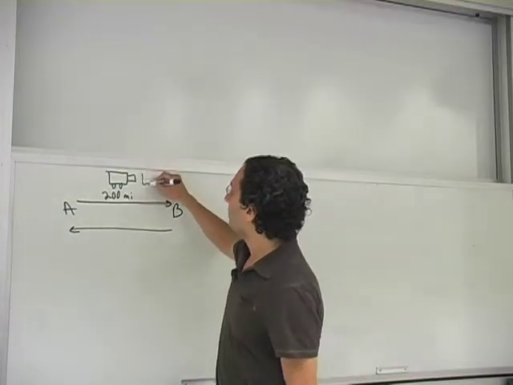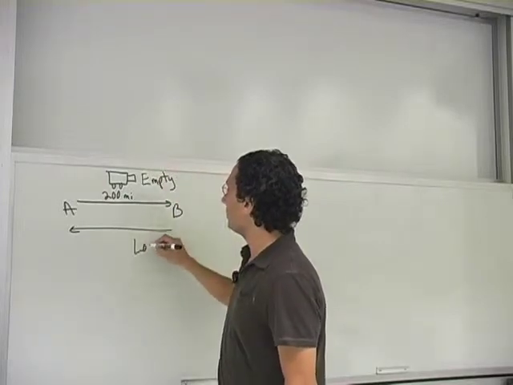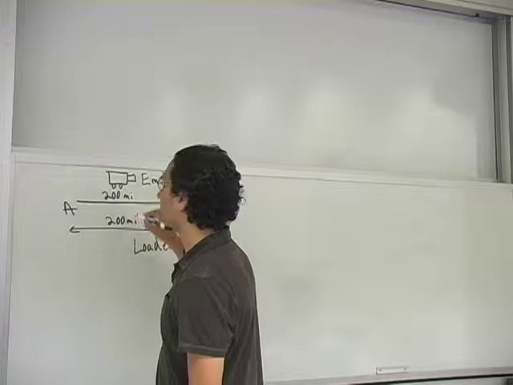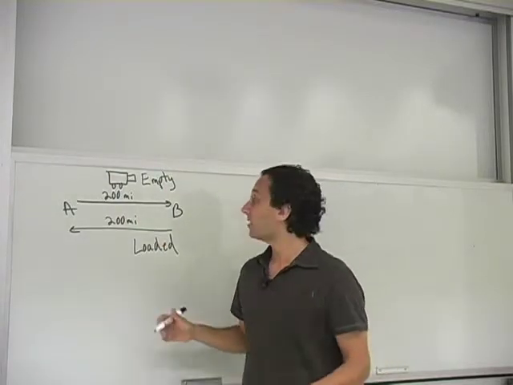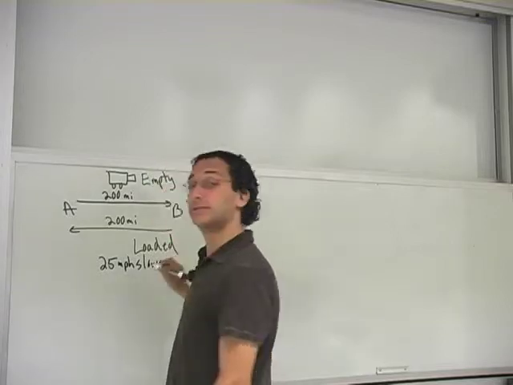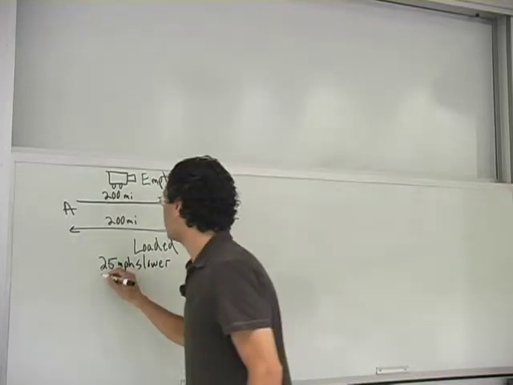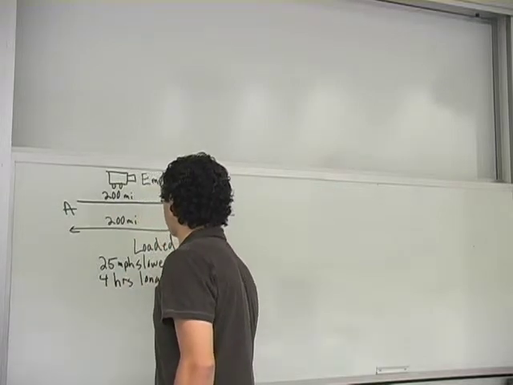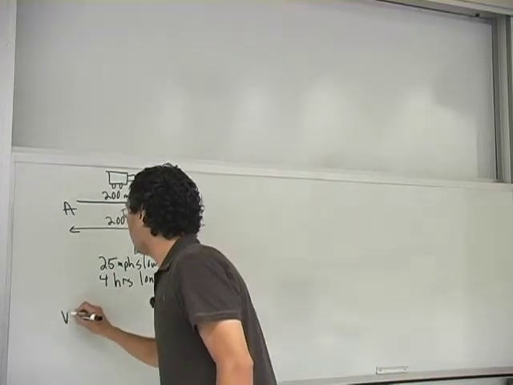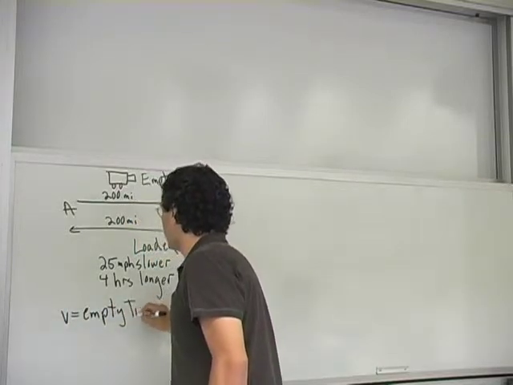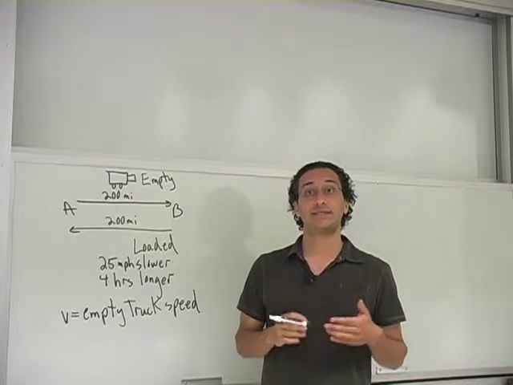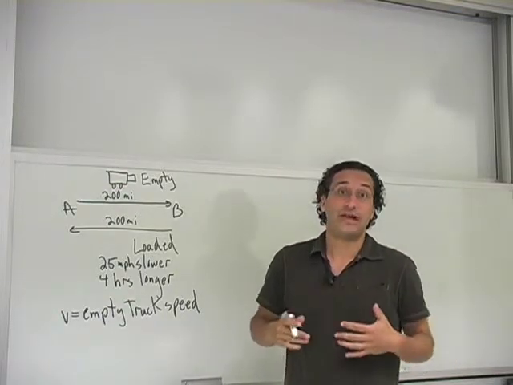So now, as opposed to being an empty truck, it's now loaded with the wildebeests. And he's going to travel the same 200 miles. But now, since the truck is loaded, it's 25 miles per hour slower. And of course, if you go slower, the trip's going to take longer. So let's say 4 hours longer. So here's the question. If we call v the speed of the empty truck, so v equals empty truck speed, the question is, how fast does he travel with the wildebeests? So in other words, how fast does he travel with the loaded truck?